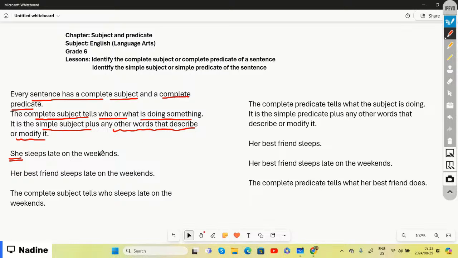The next one says, her best friend sleeps late on the weekends. So we need to ask ourselves who sleeps late on the weekends, right? Because that is our subject. So who? Because it's either who or what sleeps late on a weekend. And we can say her best friend sleeps late on a weekend.